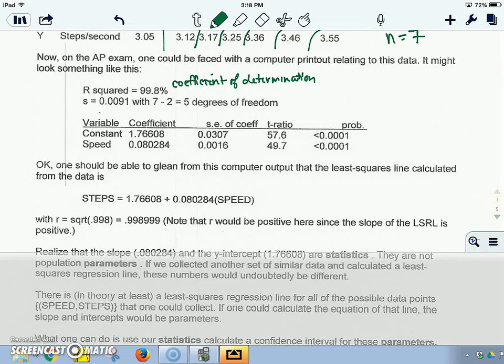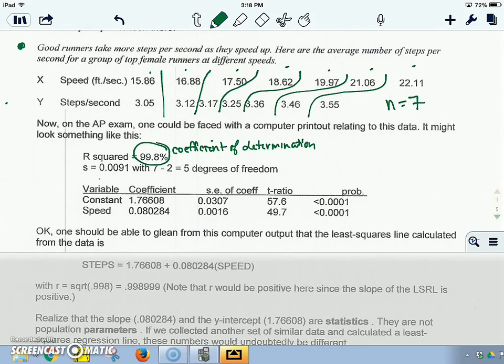We've seen this before, where it gives you what R squared is, otherwise known as the coefficient of determination. And that tells you that 99.8% of the change in Y, or the steps per second, can be explained by the change in X, or the speed that the runner is going. If we were to square root that, we'd get the R, and this R would be positive because it looks like they do more steps per faster speed.